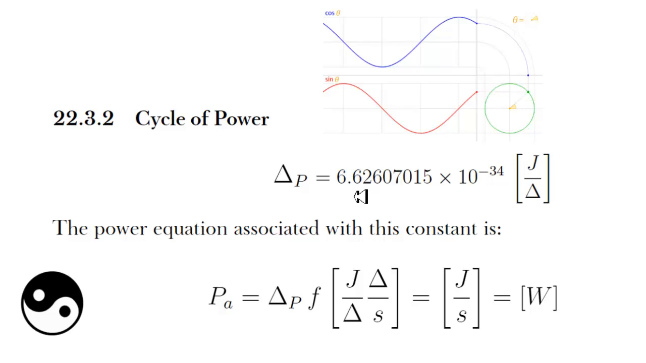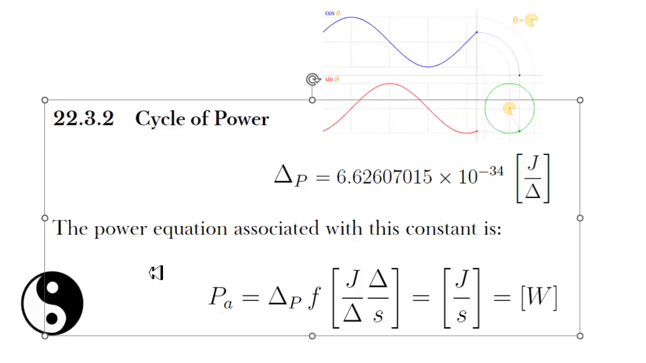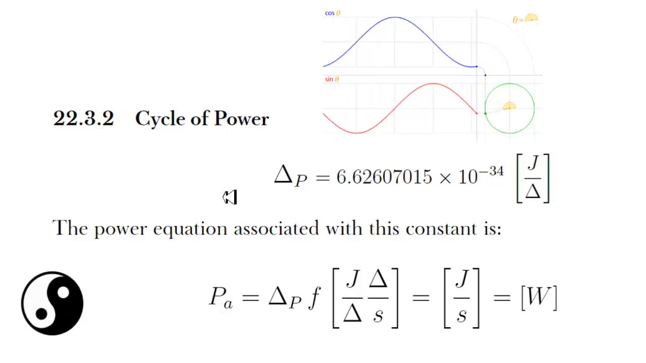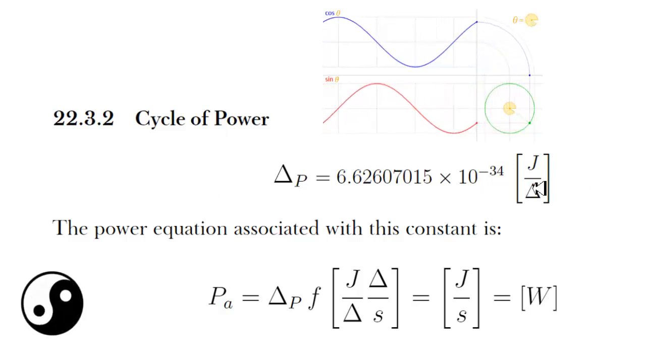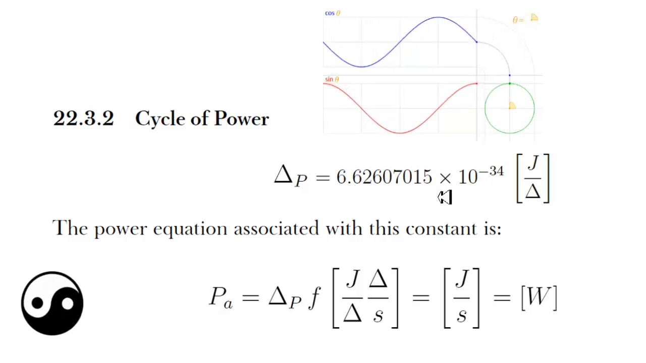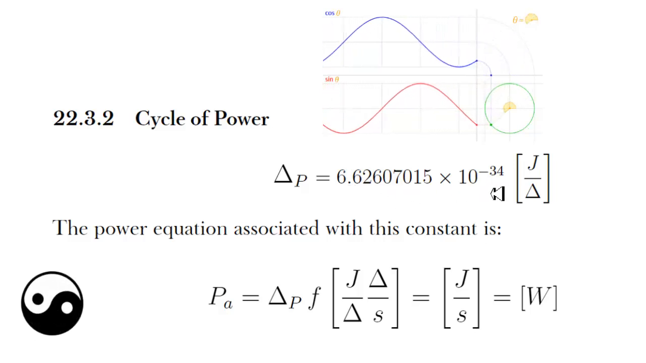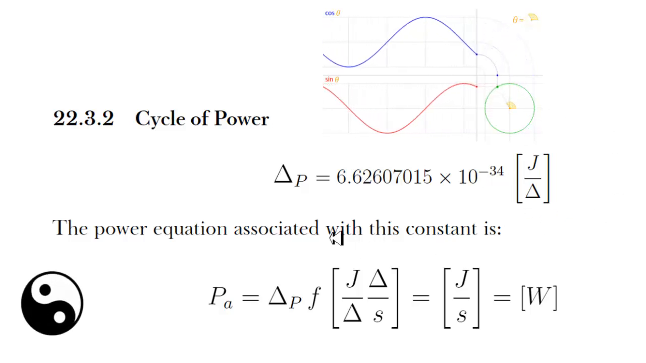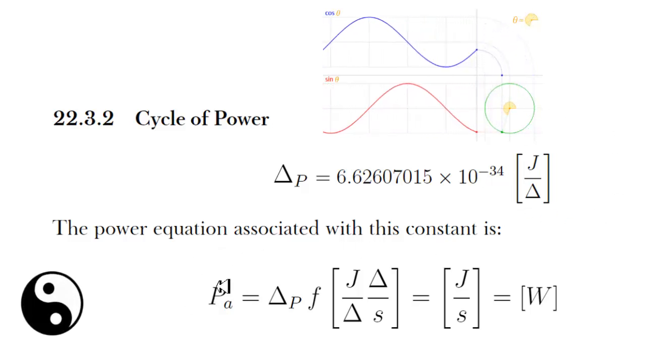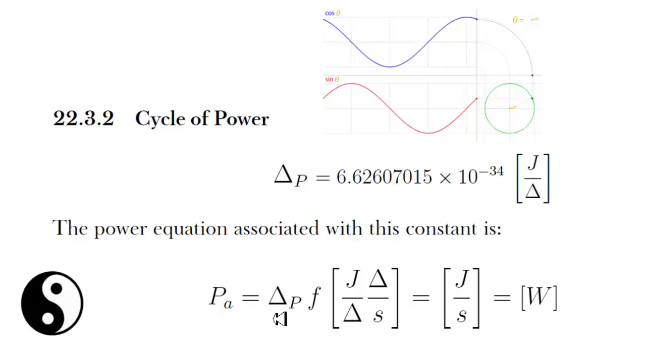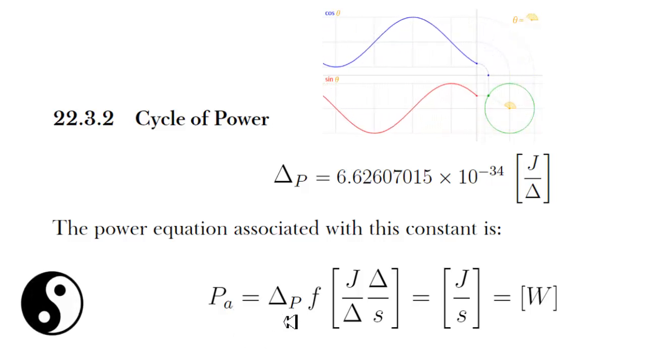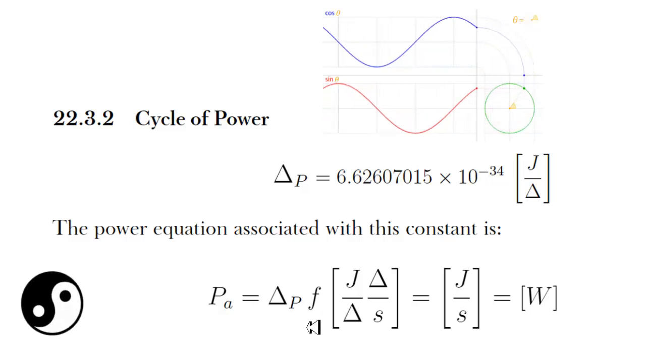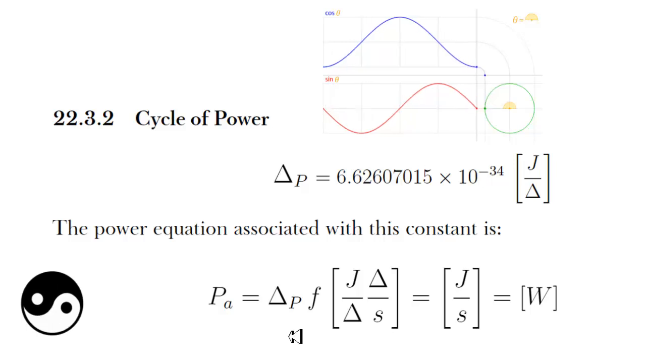Okay, so now we have a power constant, which I refer to as the cycle of power. This is the power per cycle, numerically equal to Planck's constant, but on a per cycle basis. And then I have a power equation where I multiply this delta P by the frequency term. So this is E equals HF, but written in terms of power.